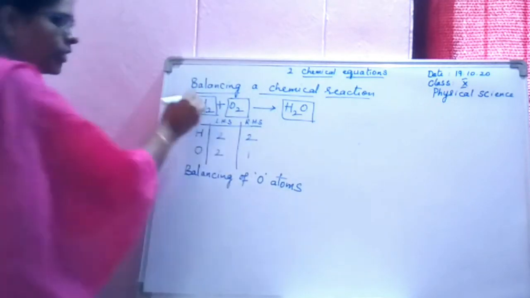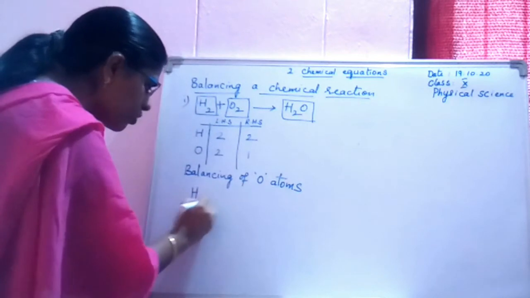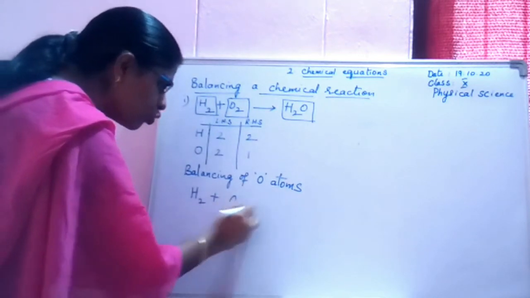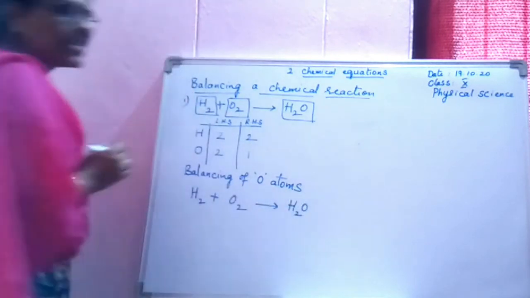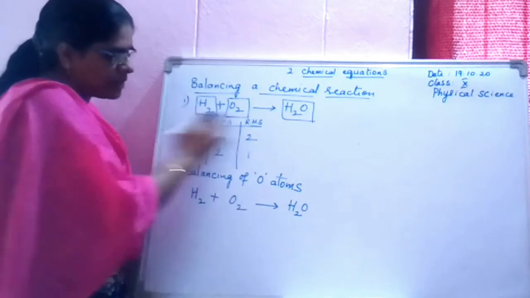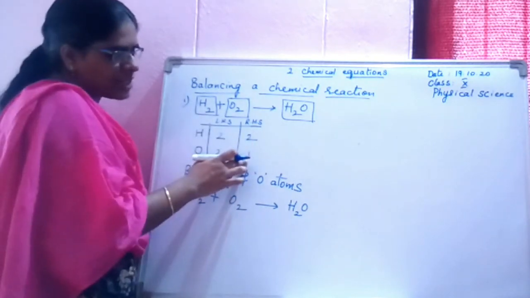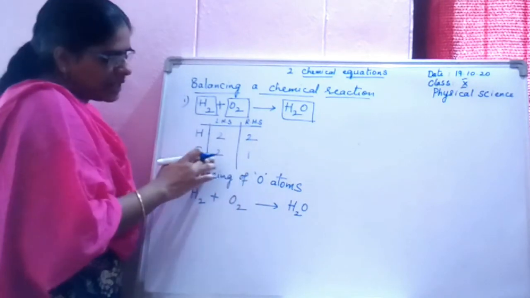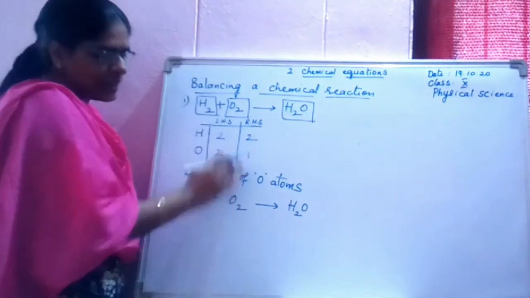Okay? Now again write this equation. H2 plus O2 gives H2O. Which side do you have less number of oxygens? Look at this table. RHS side. How many more oxygens do you need to get? Here there are 2. Okay, only 1 oxygen is there.